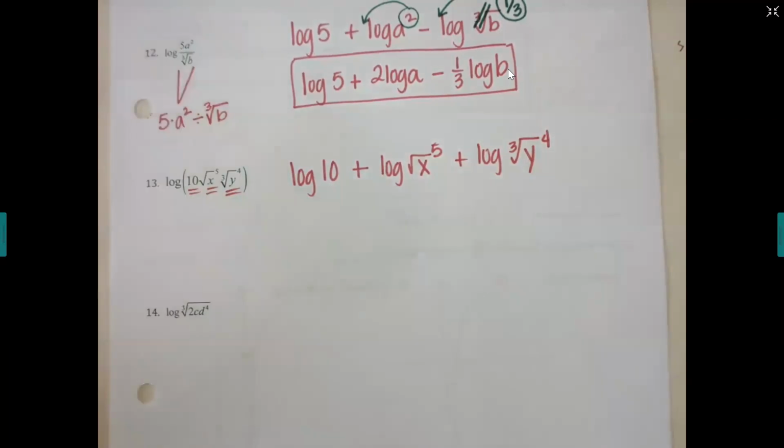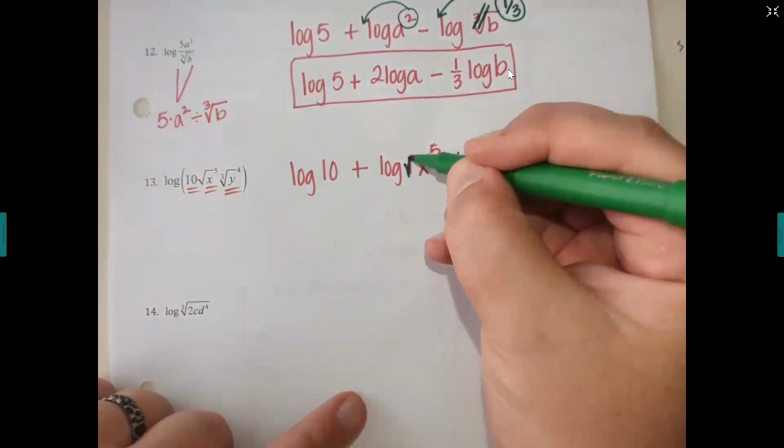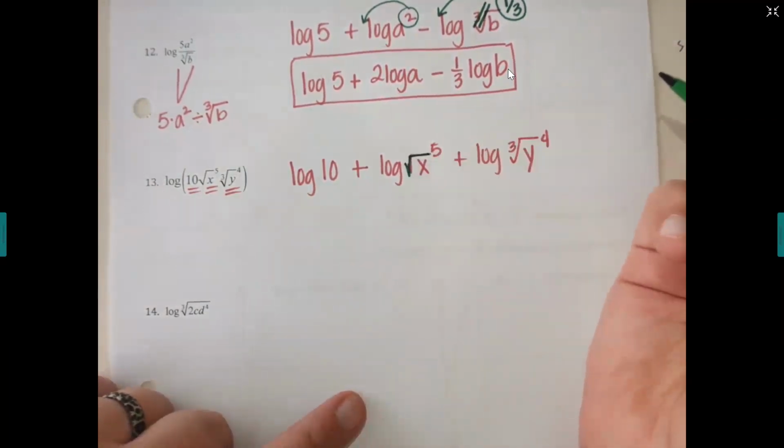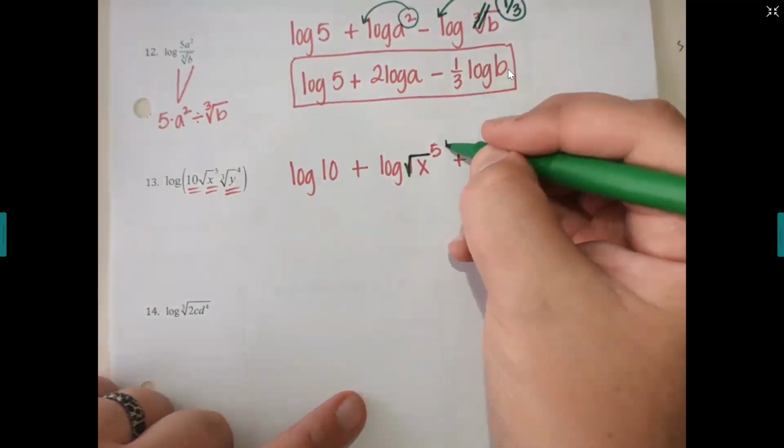Okay, from here, remember that square roots are really hidden powers of what? What's a square root the same as? What fraction? Half or a third? Okay, so put a half here.